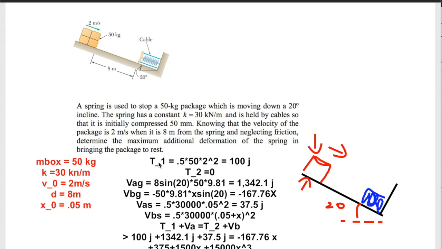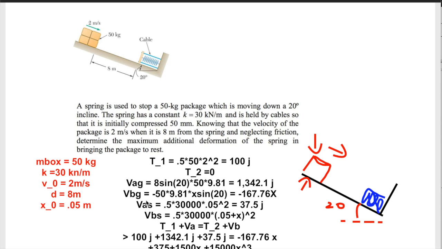So we calculate our kinetic energy here just with our 1/2 mass times velocity squared. We get 100 joules. And we know the kinetic energy at point 2, where the box is at rest, is 0. Potential energy due to gravity at this point A. We take our 8 sine 20 to correlate here. 8 sine 20 times mass times gravity, and we get this right here.